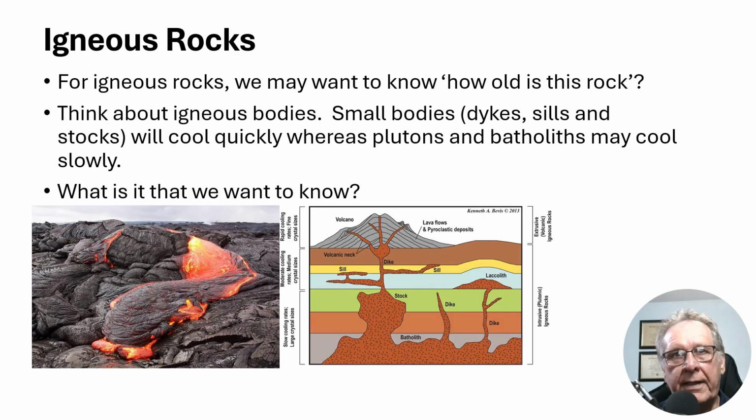Let's talk about the dating of igneous rocks. Igneous rocks are formed from molten magma. If it reaches the surface, we call it lava. And we may want to know, how old is this lava? How old is this igneous rock? There are different size bodies of igneous rock, which makes this a little trickier.